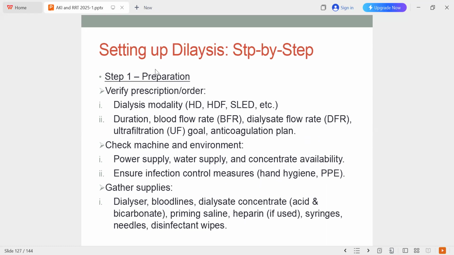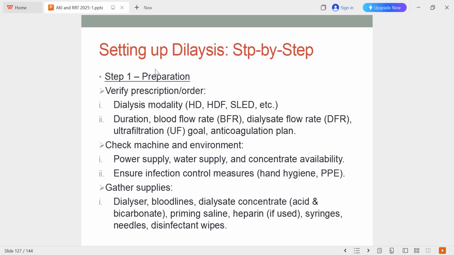The idea is not to make you a nephrologist, but as an intensivist or anesthesiologist in training, you need to familiarize yourself with how dialysis is set up. So the following slides will just give you a step-by-step setting up of your dialysis. The first one is preparation. You want to verify the prescription order in conjunction with your nephrologist.